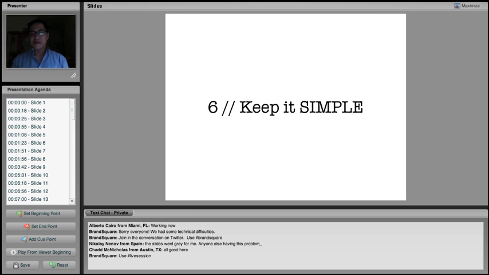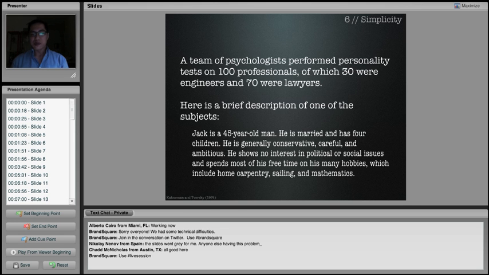My last tip is to keep it simple. So here's a question, a scenario that I want you to think about. A team of psychologists performed personality tests on 100 professionals, of which 30 were engineers and 70 were lawyers. Here's a brief description of one of the subjects.